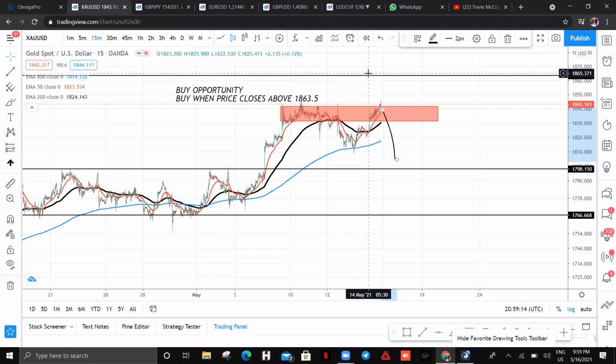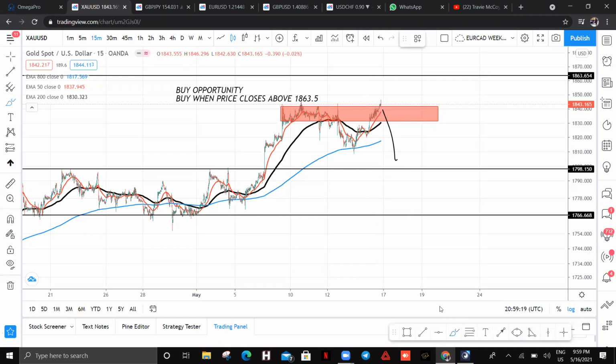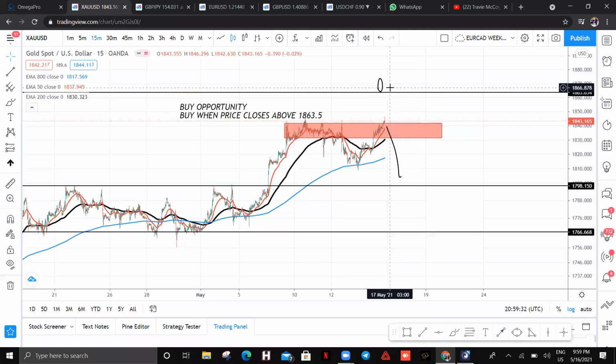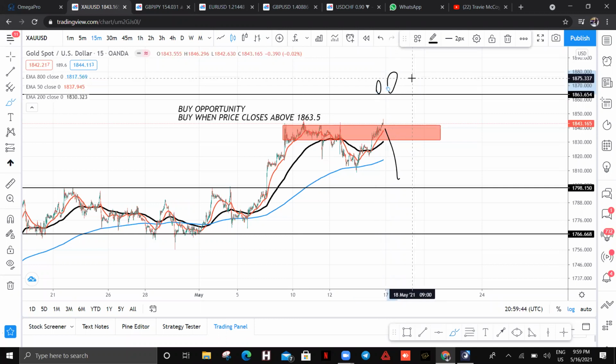Until you see something like this. Sorry, I need to draw this. This. Or this. I'm just using this as a candlestick. You see this? Then you can buy. Put your stop loss below the candle that broke it. But for now, no, do not buy. Do not buy this pair.